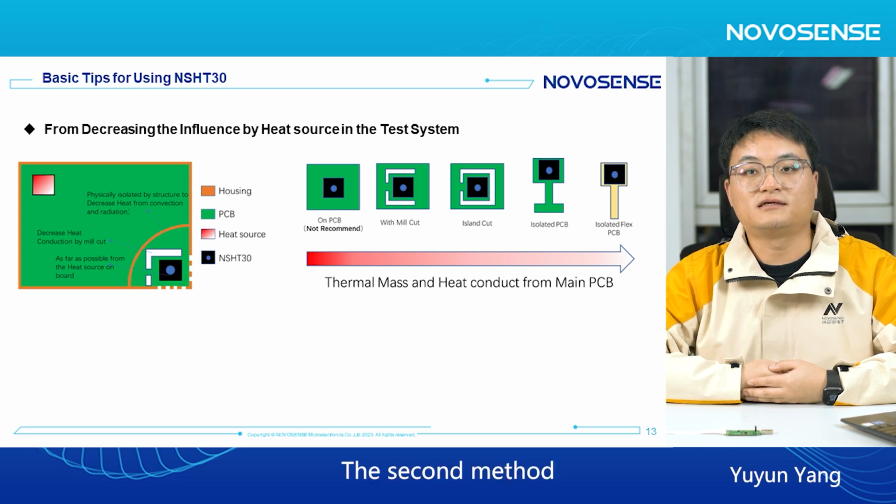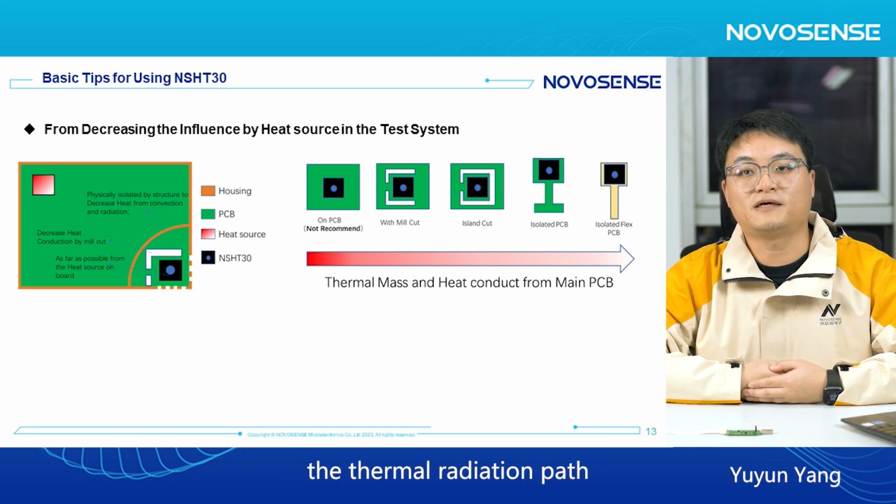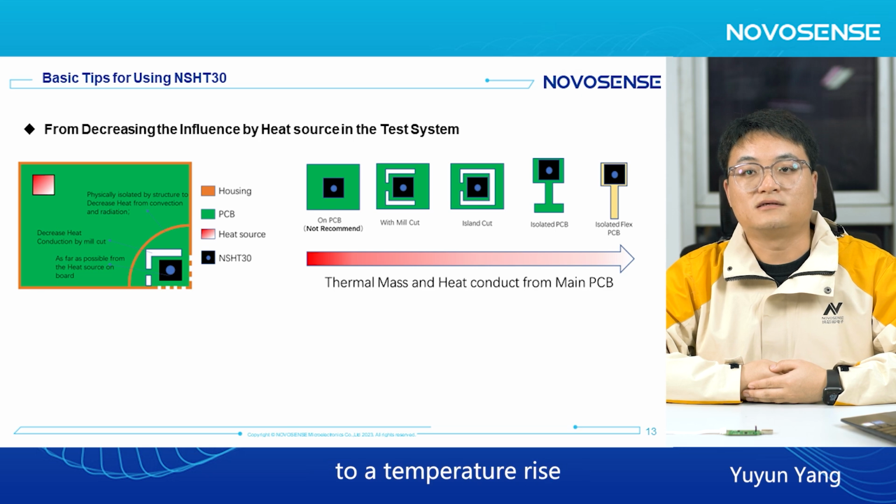The second method is to avoid direct sunlight exposure of the sensor as far as possible, in order to reduce the heat transfer via the thermal radiation path, which otherwise may lead to a temperature rise.